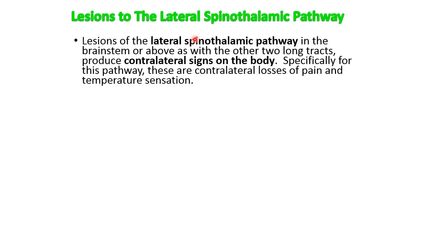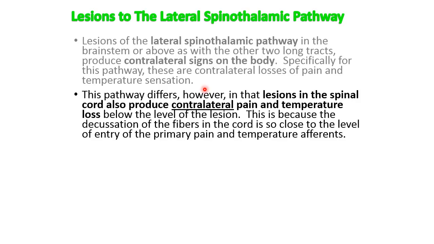Lesions to the lateral spinothalamic tract in the brainstem or above, as with the other two long tracts, produce contralateral signs. So damage to the thalamus or to the internal capsule will produce contralateral signs in any of those long pathways. And particularly there would be contralateral loss of pain and temperature for damage to the spinothalamic pathway.